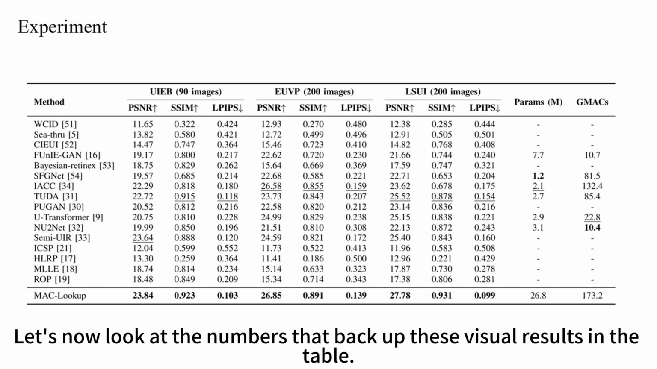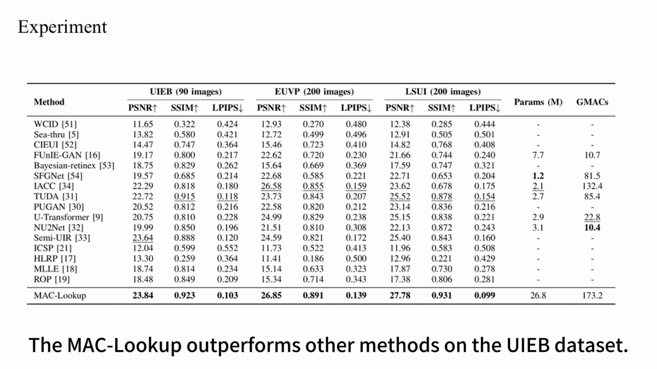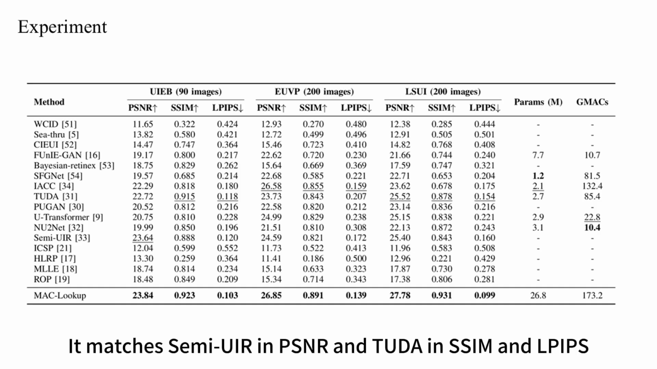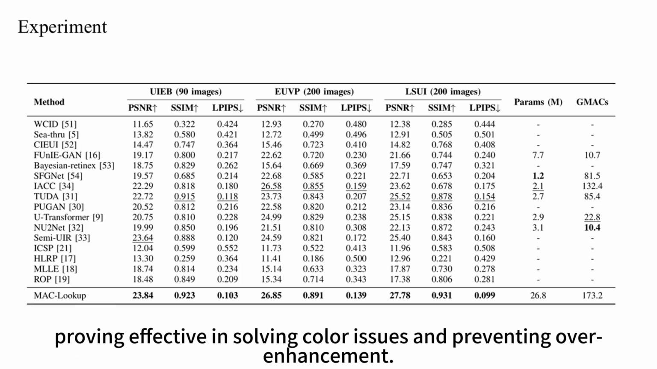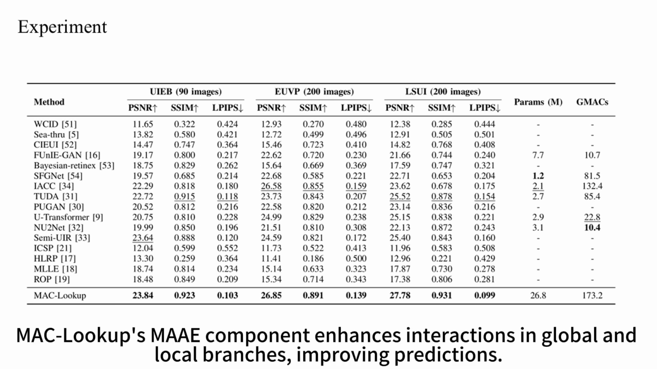Let's now look at the numbers that back up these visual results in the table. We evaluated our model on 3 standard datasets using PSNR, SSIM, and LPIPS metrics. MAC-Lookup outperforms other methods on the UIEB dataset. It matches semi-UIR in PSNR and TUDA in SSIM and LPIPS, proving effective in solving color issues and preventing over-enhancement. MAC-Lookup's MAAE component enhances interactions in global and local branches, improving predictions.